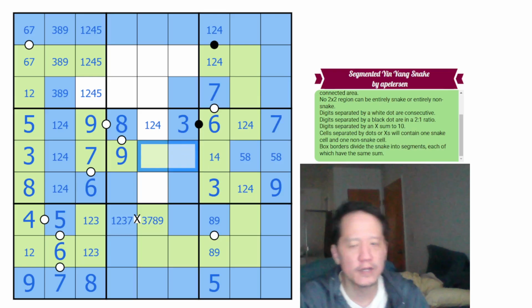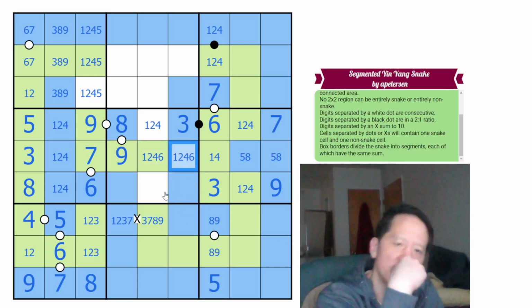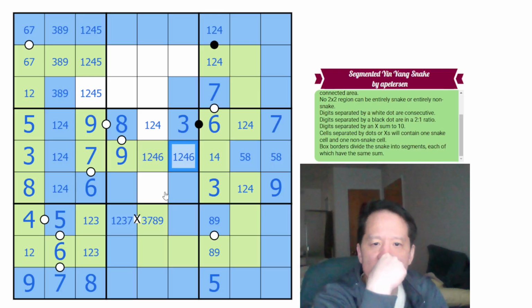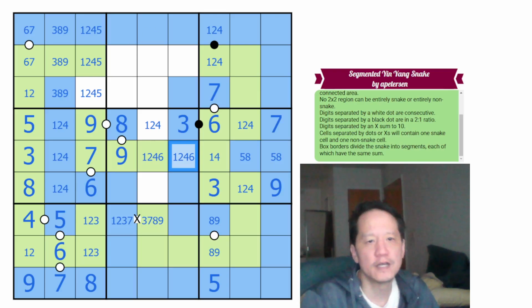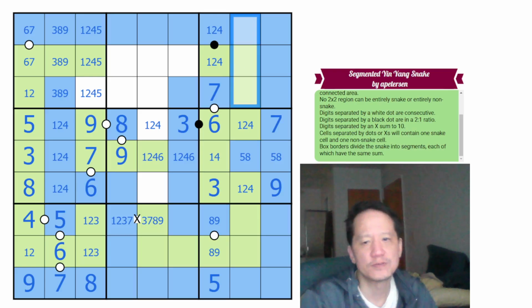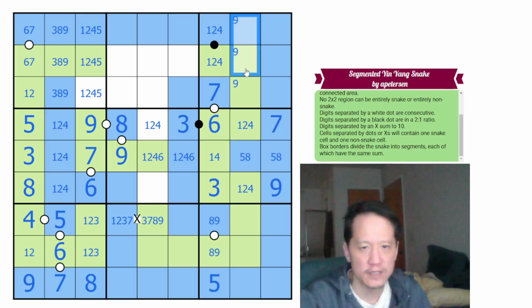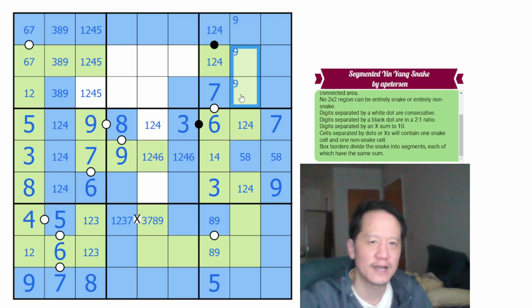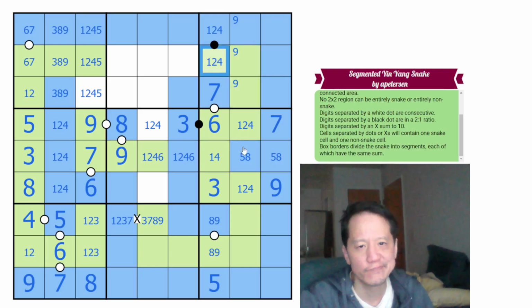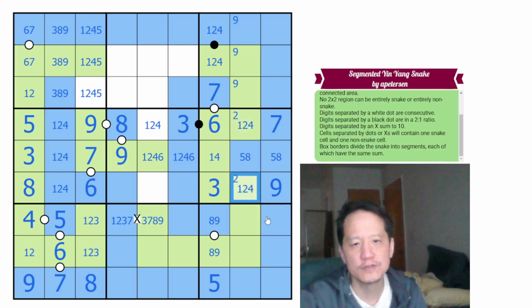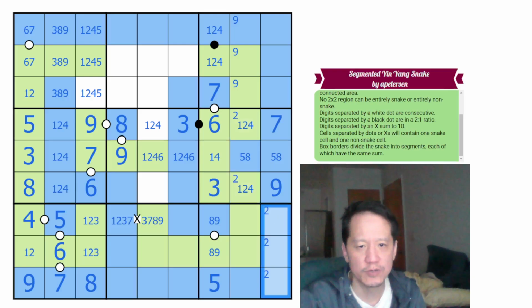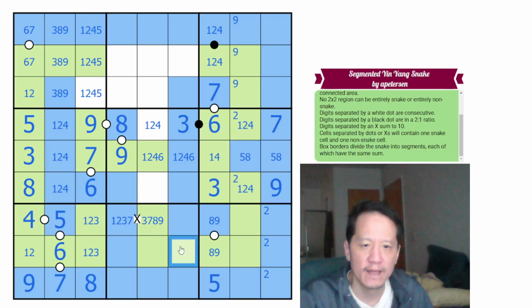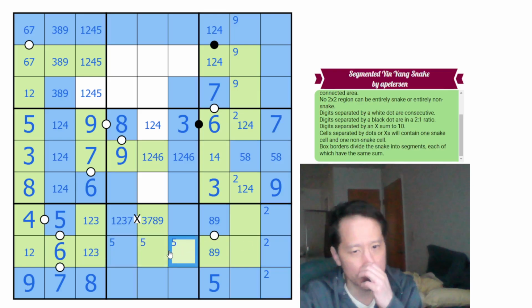The remaining here are 1, 2, 4, and 6. Which works either way. The 9 has to be one of these 3, and it's likely in the snake. Because, well, it doesn't have to be. So, one of these 2 is a 2. So 2 has to be one of these 3. 5 has to be one of these 3.